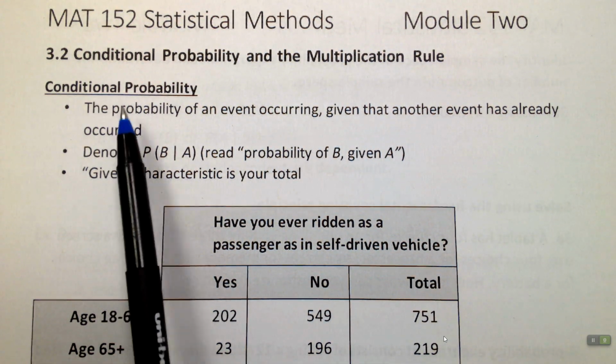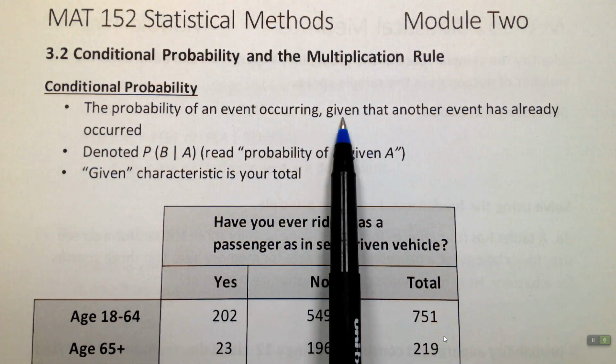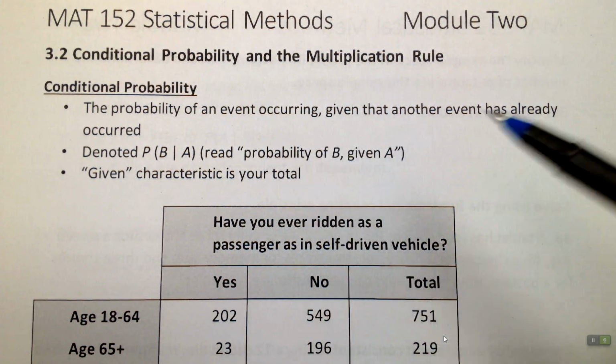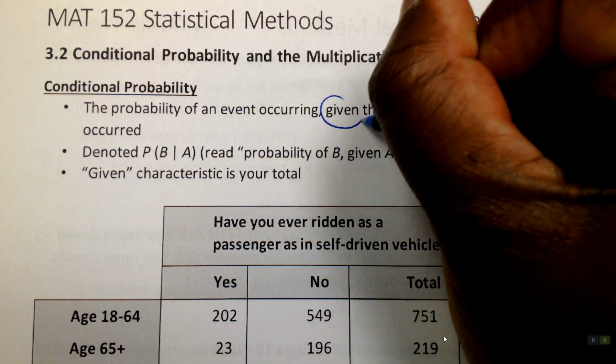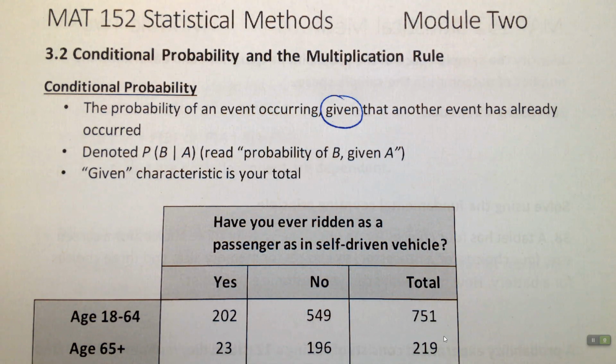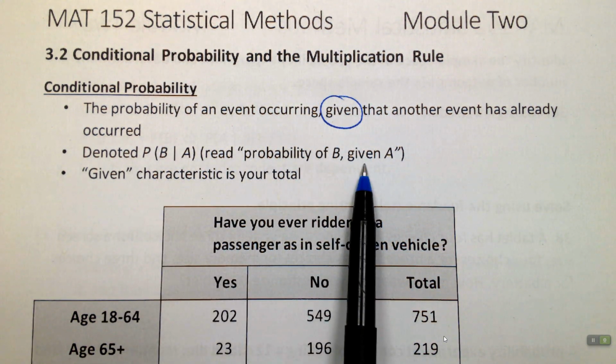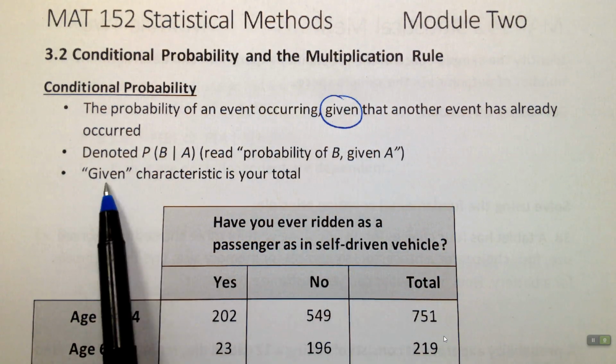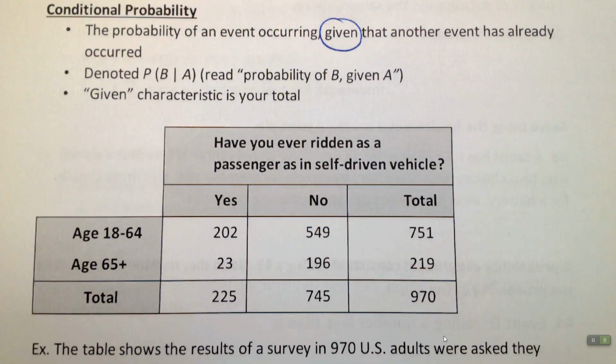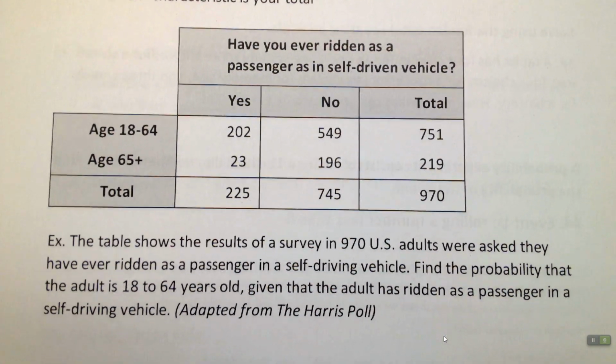So with conditional probability, this is the probability of an event occurring given that another event has already occurred. So this is going to be our keyword. That one word in a probability problem is going to tell us that we can't use a total and we have to use the conditions that we already know. And this is how it's written on your formula sheet. And then we're going to look at that word given and circle it and find out what do we do. So let's look at our first problem.